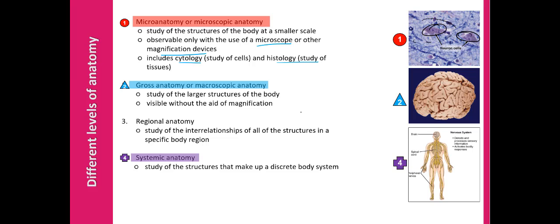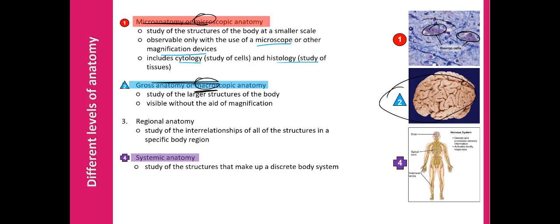The next level out that's larger than microscopic anatomy is called macro. So macro is larger than micro. Micro is smaller. Or gross anatomy. So this is the study of larger structures of the body that are visible without the aid of magnification. So you see here in 2, this is a cadaver brain, right? So you can look at the brain, you can see the brain without the use of any instrumentation, right?